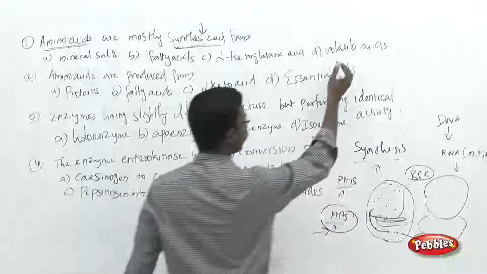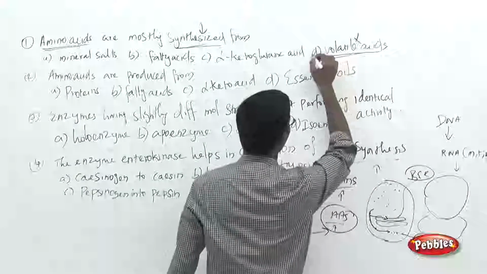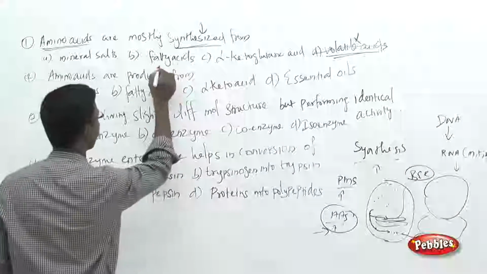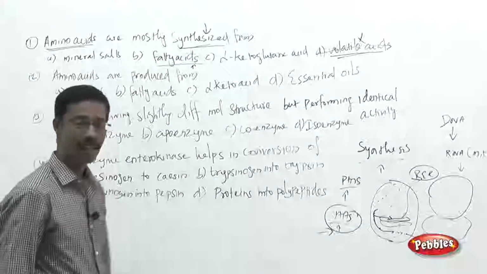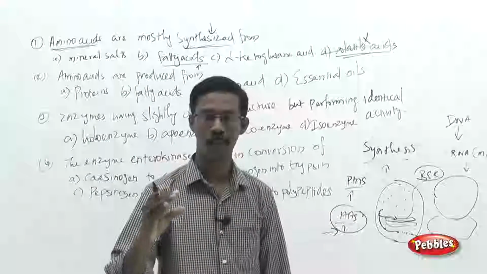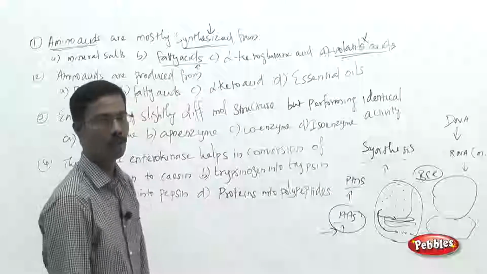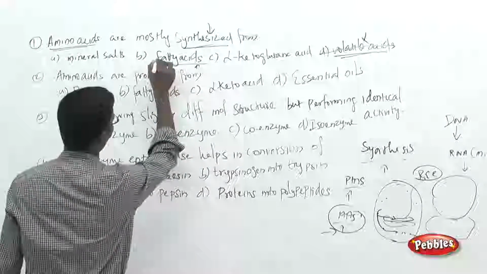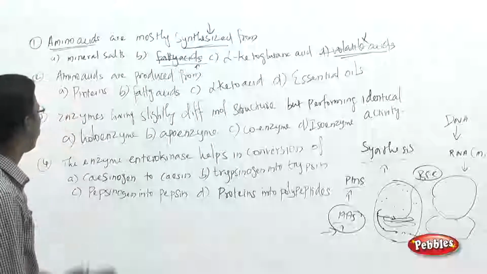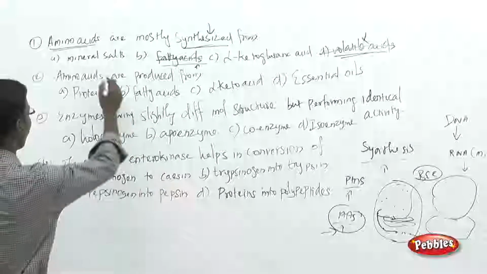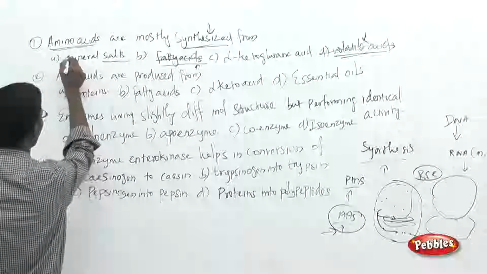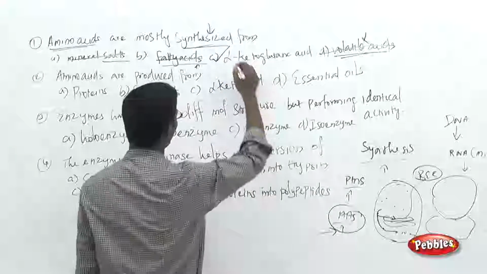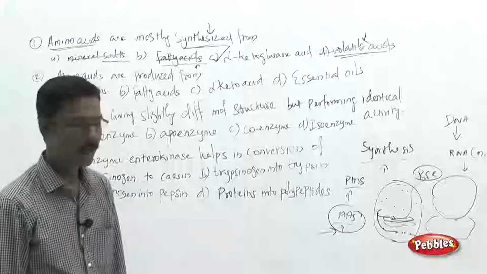Volatile acids are nowhere related to amino acid synthesis. Fatty acid: as I told you, amino acids contain an amino group and a carboxylic acid group as functional groups, along with a hydrogen atom on one side, so that structure does not fit with fatty acids. Mineral salts: there is no relationship between salts and amino acids. So the answer here is alpha ketoglutarate acid.